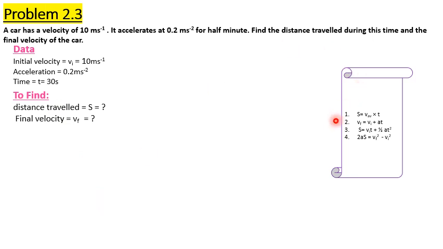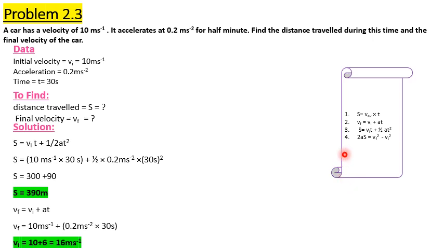This is the formula list and we will choose the formula according to the given data. To find out the distance, the third formula is suitable because initial velocity, time and acceleration, all these three things are given. So we can easily find the distance by putting the values in it and solving it. We will get s equal to 390 meters. Now to find out the velocity, we will use the formula Vf is equal to Vi plus at, and the final velocity will be 16 meters per second.